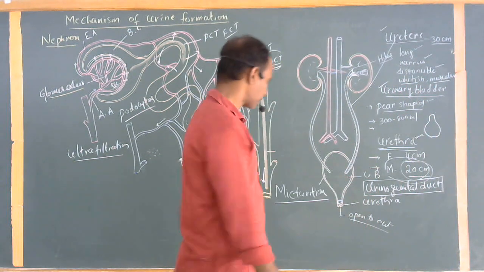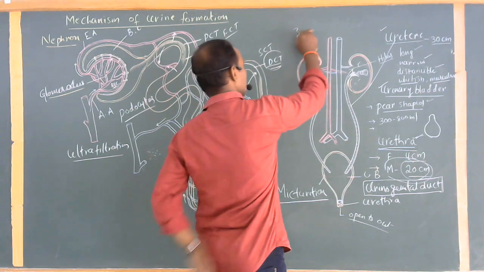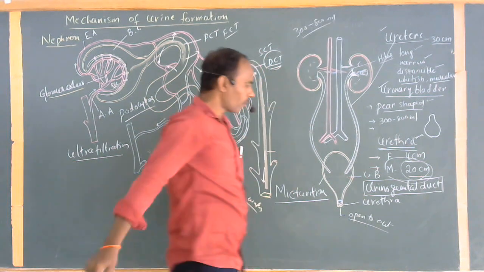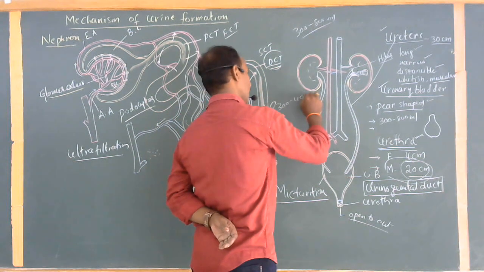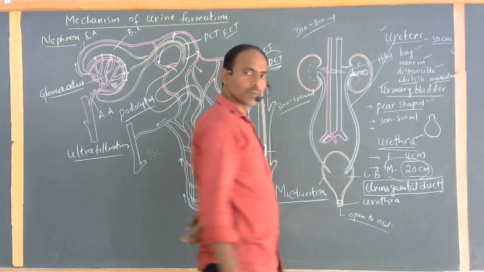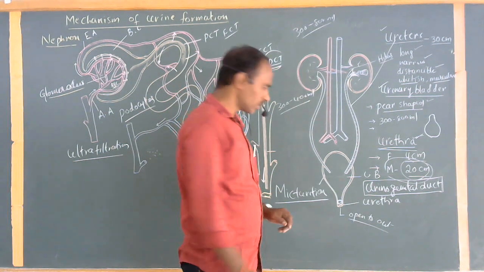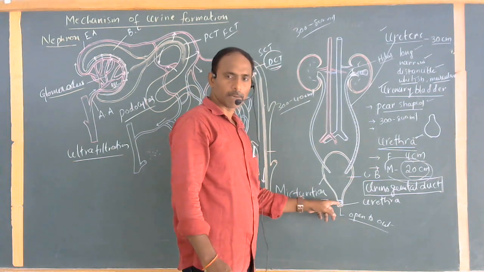Listen. The total capacity of the urinary bladder is nearly 300 to 800 ml. When the bladder is filling up with nearly 300 to 400 ml, a small contraction takes place. Two kinds of muscles are present at the ending of the urethra.